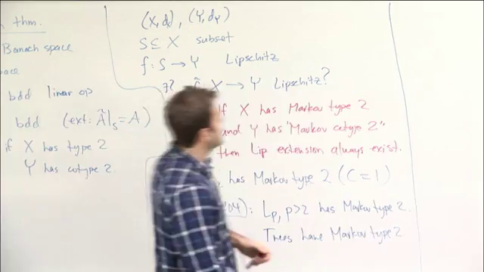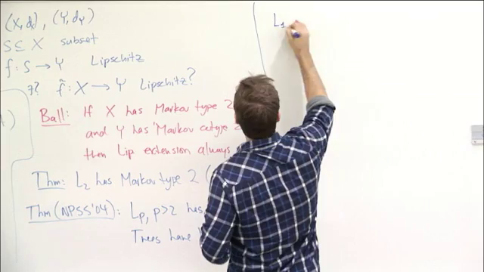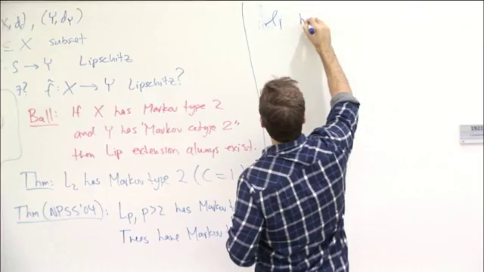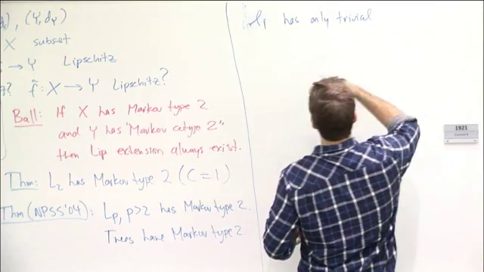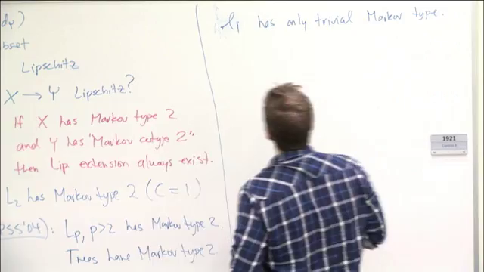What's an example of a space that doesn't have Markov type 2? Okay, so L1, I'll even say it differently: L1 has only trivial Markov type, only Markov type 1. It has nothing better than 1. Okay, so why is that?